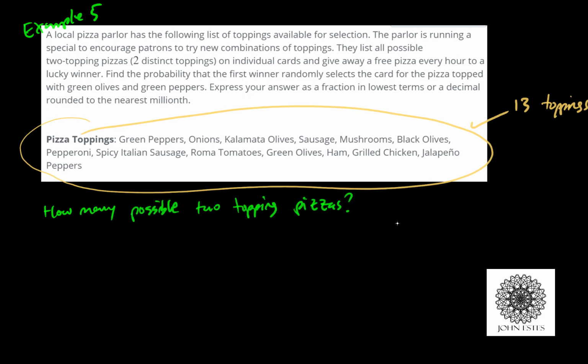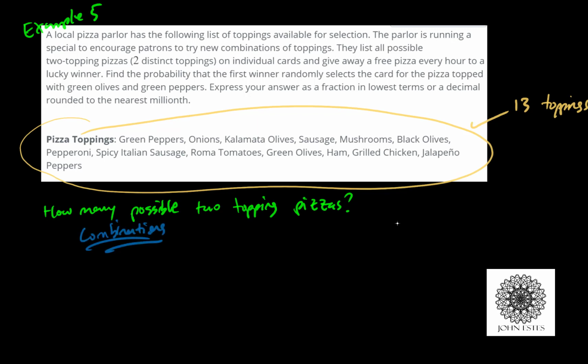And so I'm trying to think, is this a multiplication rule? Well, no, not really here. Maybe a better way to think about it is a permutation or a combination. And so does the order matter? So if the guy gets the pizza with green olives and green peppers, is that the same as the pizza with green peppers and green olives? Yes. So these are combinations here.